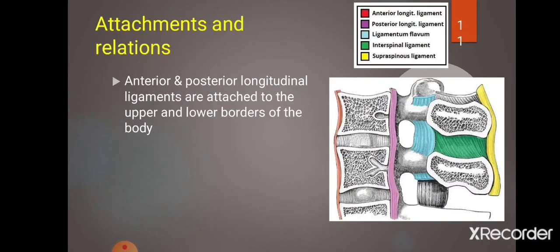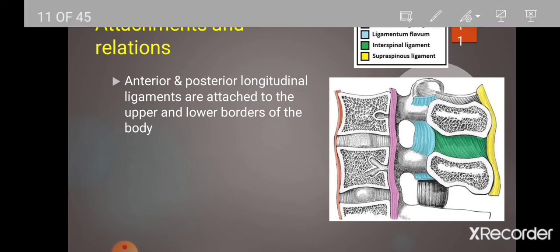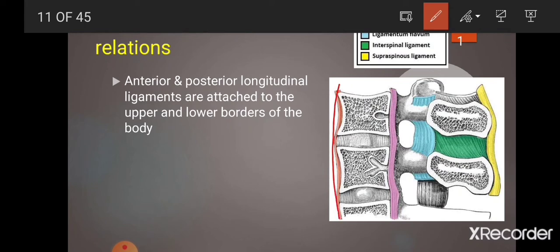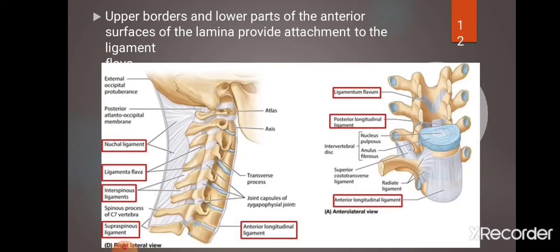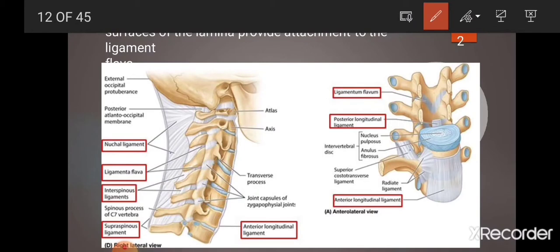Now the attachments and the relations. The anterior and posterior longitudinal ligaments are attached to the upper and lower borders of the body, as we can see in the diagram. This is the anterior longitudinal ligament on the anterior surface of the body, and this is the posterior longitudinal ligament on the posterior surface of the body. Then the upper borders and the lower parts of the anterior surfaces of the lamina provide attachment to the ligamenta flava. So on the lamina we have the attachment of the ligamenta flava. Here we can see in the diagram the location of the ligamenta flava. This is the ligamentum flavum on the lamina.